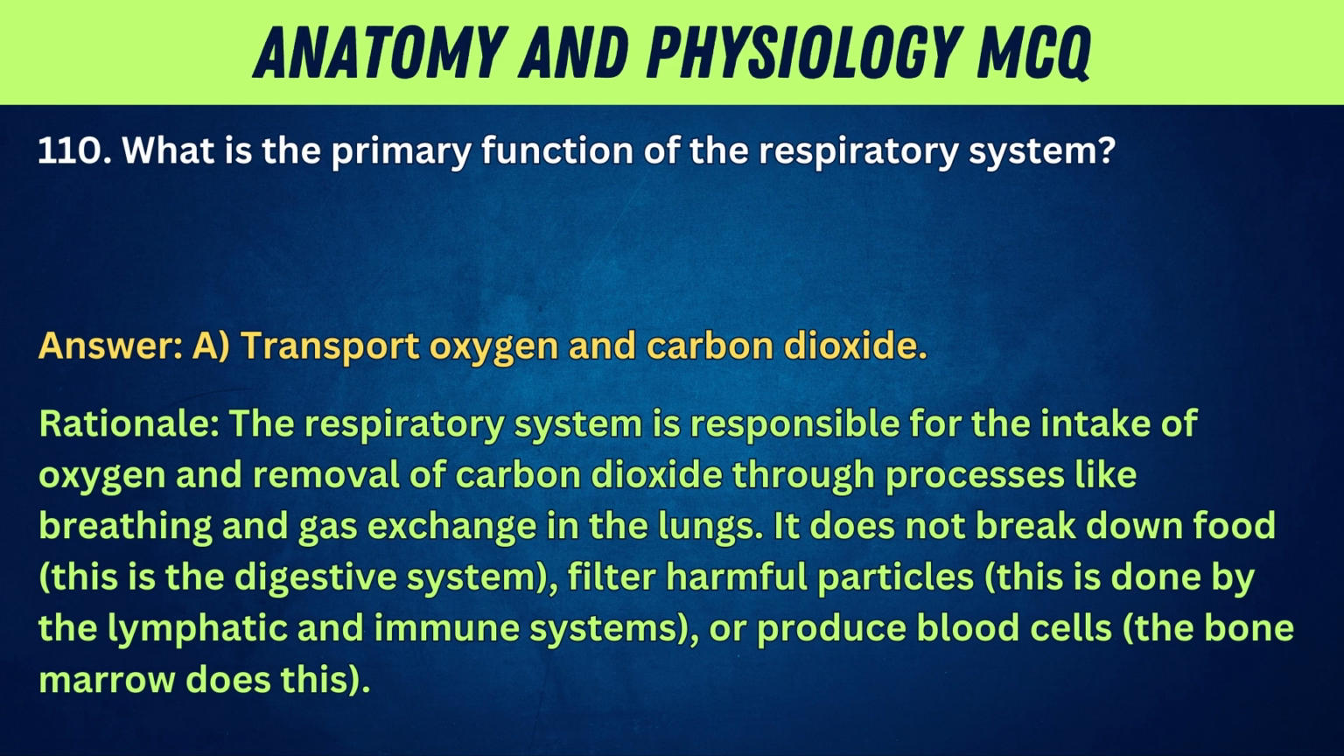Rationale. The respiratory system is responsible for the intake of oxygen and removal of carbon dioxide through processes like breathing and gas exchange in the lungs. It does not break down food. This is the digestive system. Filter harmful particles. This is done by the lymphatic and immune systems. Or produce blood cells. The bone marrow does this.